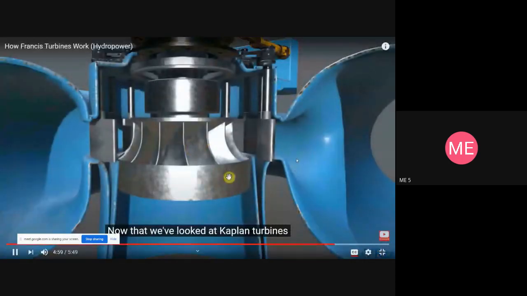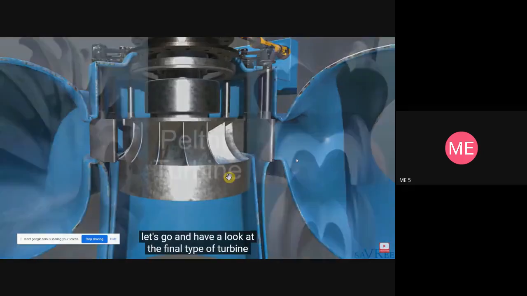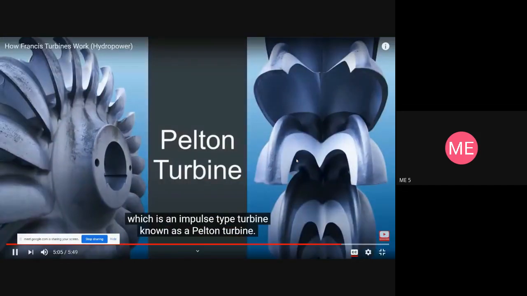Now that we've looked at Kaplan turbines and Francis turbines, let's go and have a look at the final type of turbine, which is an impulse type turbine known as a Kaplan turbine.